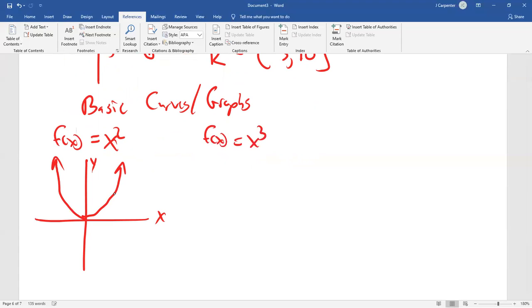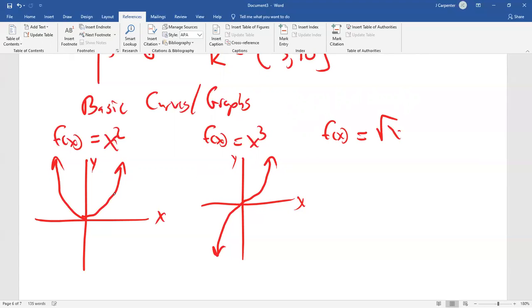F of x equals x cubed. Goes to the origin again, but it looks like you took the left side of the x squared and bent it down. F of x equals the square root of x. It looks like you took the parabola and tilted it on its side, but to make sure it's a function, I'm gonna do something and then I'm gonna erase it.